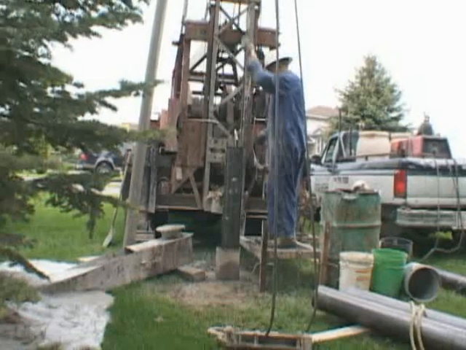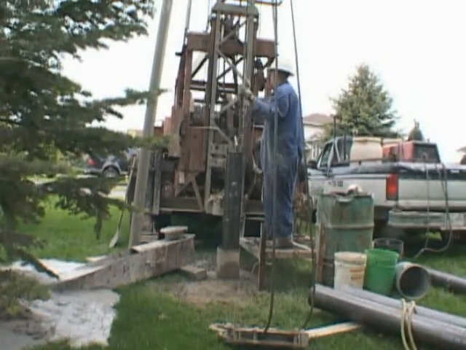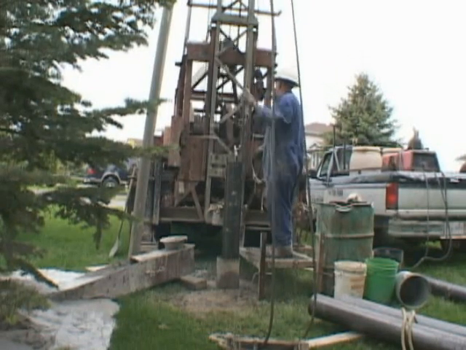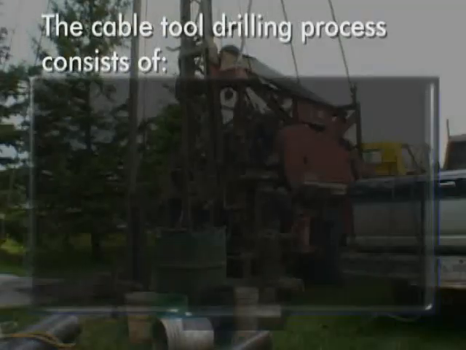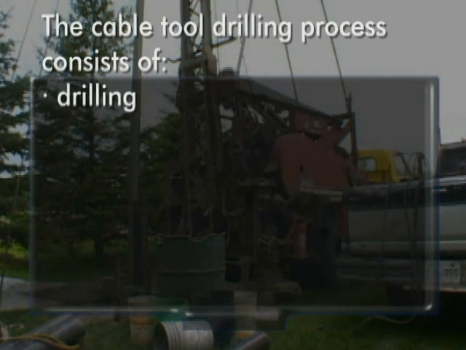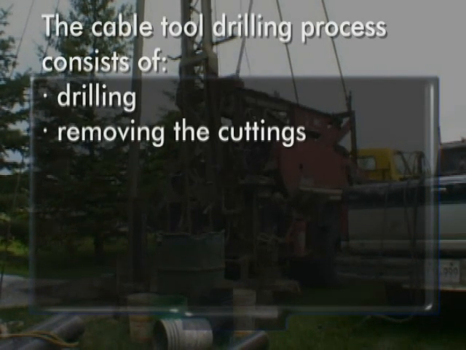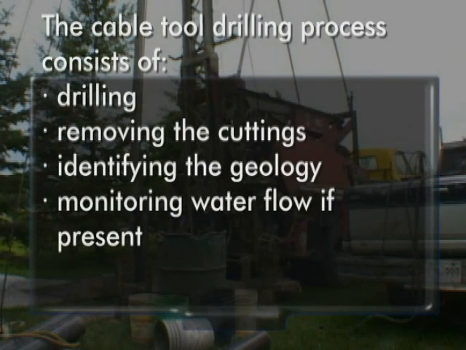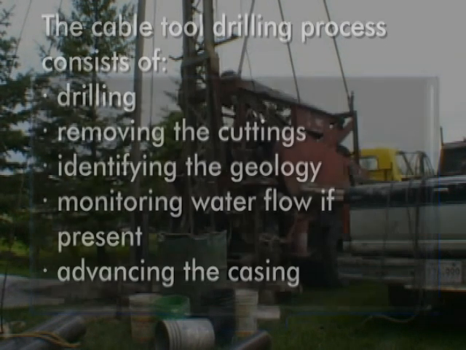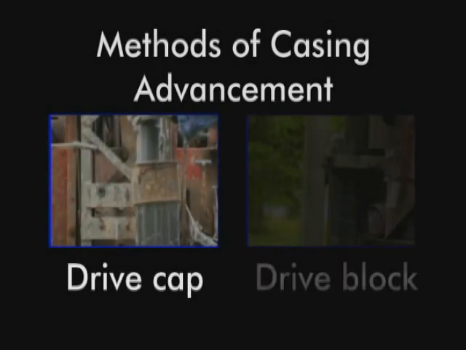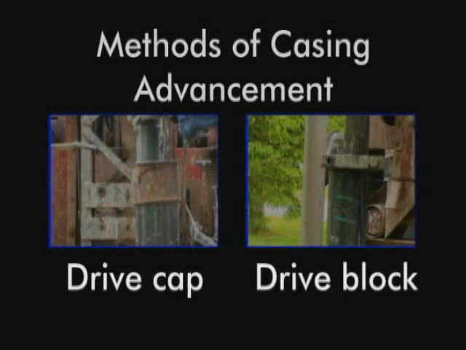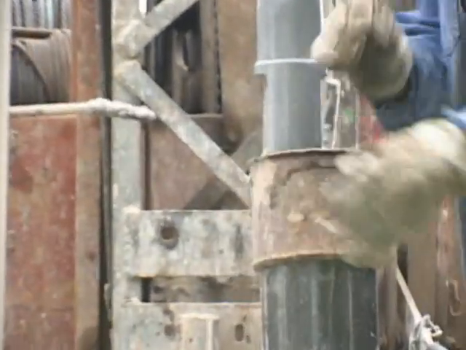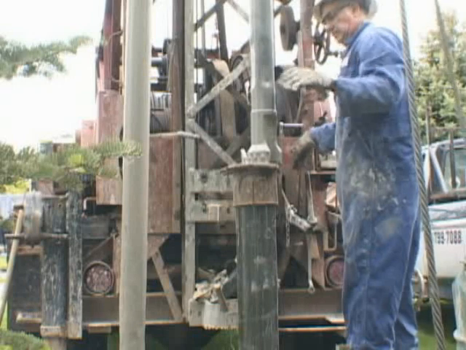Cable tool drillers have developed the ability to interpret the feel of the drill string to improve well log accuracy and in identifying aquifers. The cable tool drilling process typically consists of drilling, removing the cuttings, identifying the geology, monitoring the water flow if present, and then advancing the casing. There are 2 methods for casing advancement: the drive cap and the drive blocks. The drive cap is primarily used by cable tool operators until such time as increased friction is encountered.